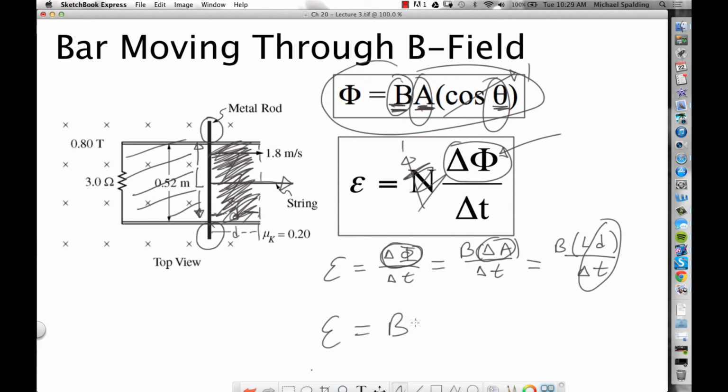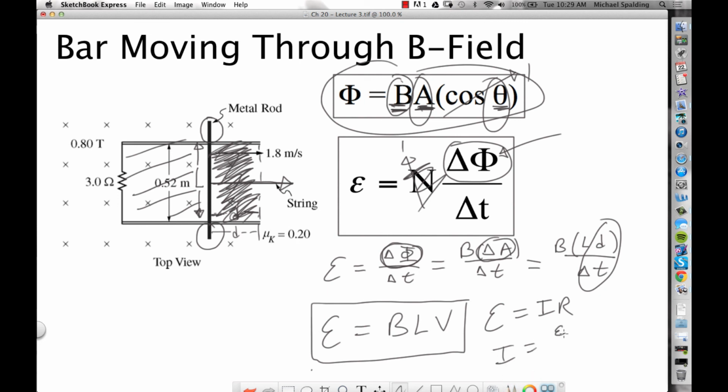So we get BLV, not to be confused with one of my favorite sandwiches, the BLT. So don't do the BLT. You want the BLV. That's how you calculate induced voltage when you've got a bar moving through a field. Oh, and then by the way, how do you figure out the current? Once you've got the induced voltage, how do you get the induced current? E equals IR, right? Just Ohm's law. So then I is E over R.